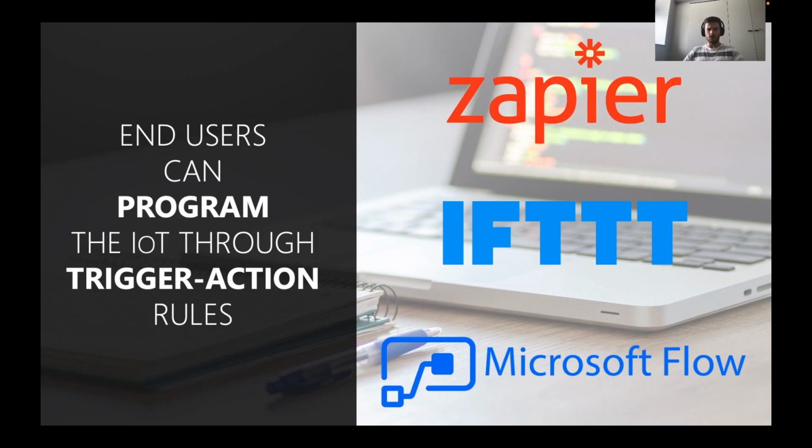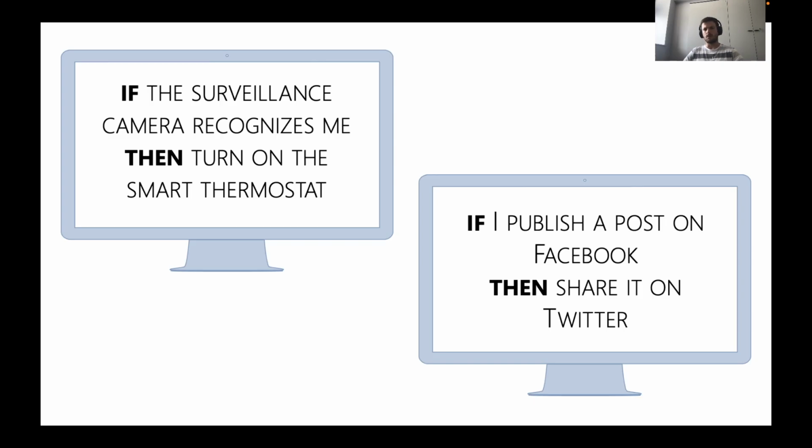In this context, end users can nowadays exploit many different visual programming platforms to directly personalize the joint behavior of their devices and web applications on the basis of their personal needs. And one of the most common tools in this field is probably If This Then That. Typically, such platforms adopt a trigger action programming approach. So, for example, users can define trigger action rules like if the surveillance camera recognizes me, then turn on the smart thermostat, or if I publish a post on Facebook, then share it on Twitter.